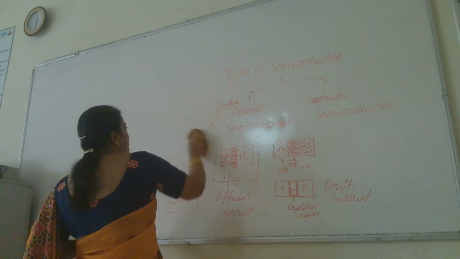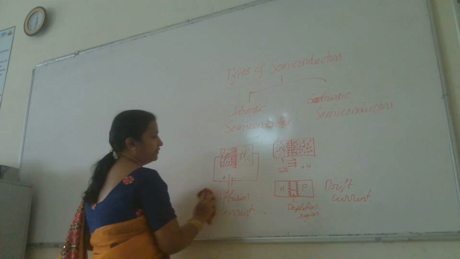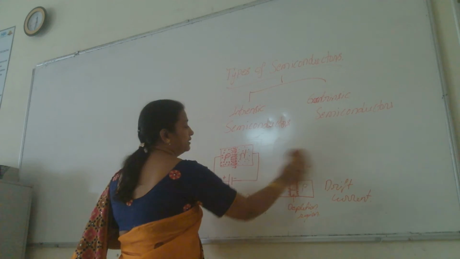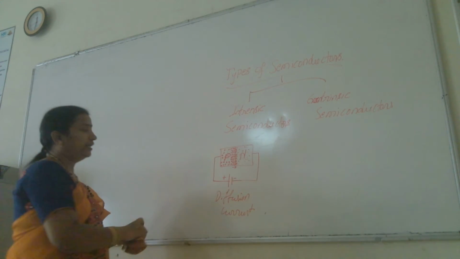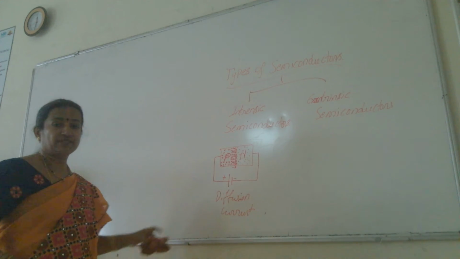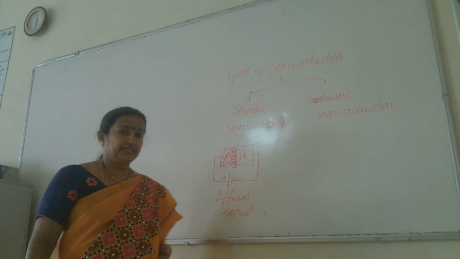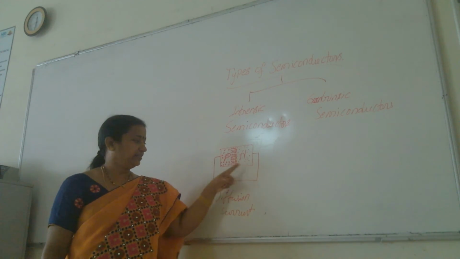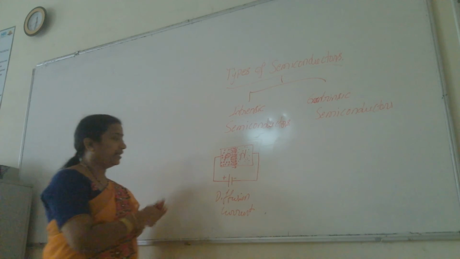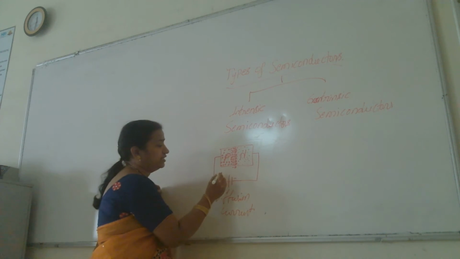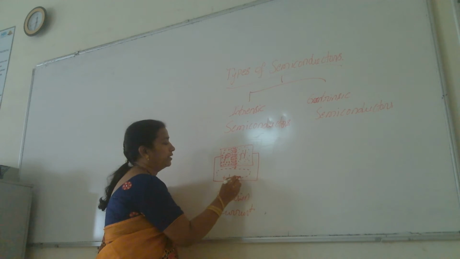In this PN junction diode, I have mentioned the P and N junction, and I have given some supply also. The positive terminal is connected to the P type semiconductor, and the negative terminal is connected to the N type semiconductor. I think it's visible to all of you. So whenever I give this supply, it allows the charge carriers' movement to take place like this.